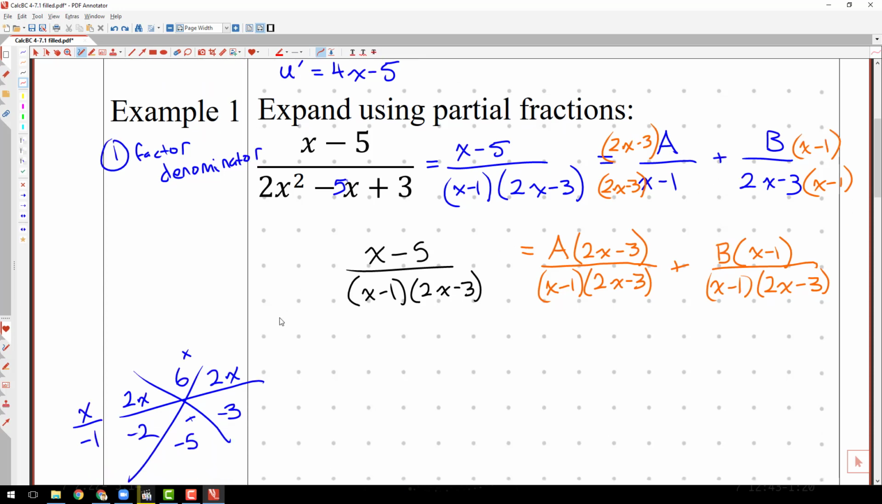So again, the numerator, I had x minus 5 on the left-hand side, and on the right-hand side I have a times 2x minus 3, and then plus b times x minus 1. So from there, I need to solve, and this is probably where most people get stuck. Like, how are we going to solve? And let me show you a quick way to do this.